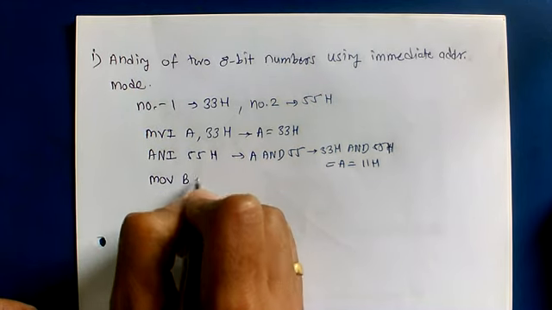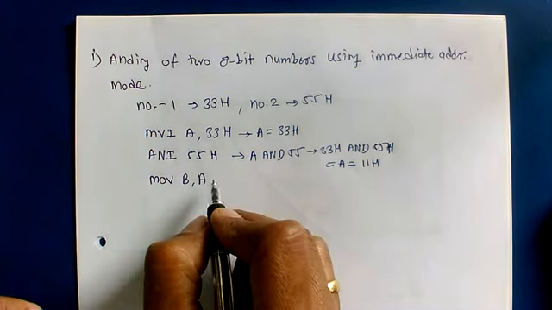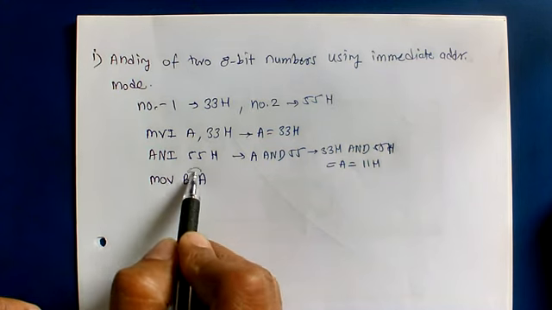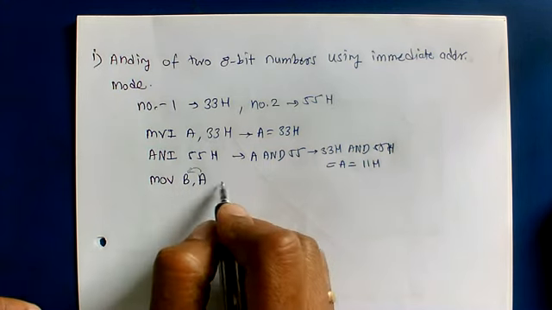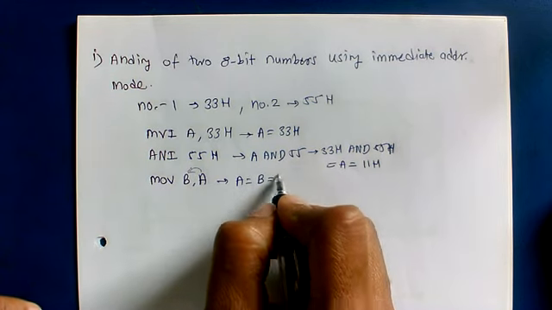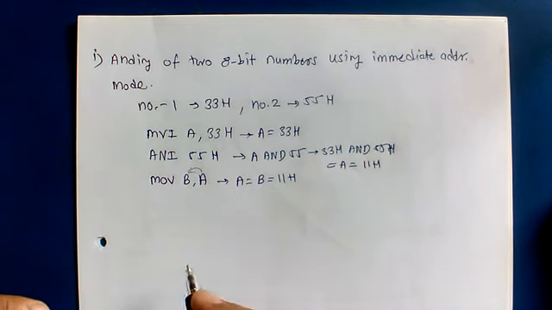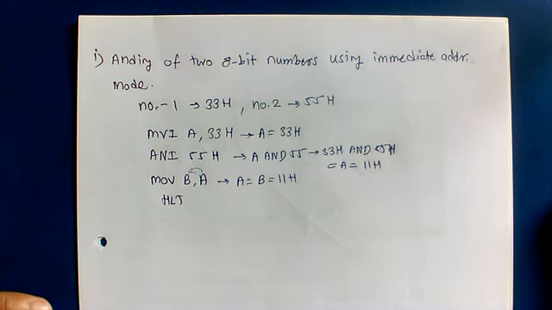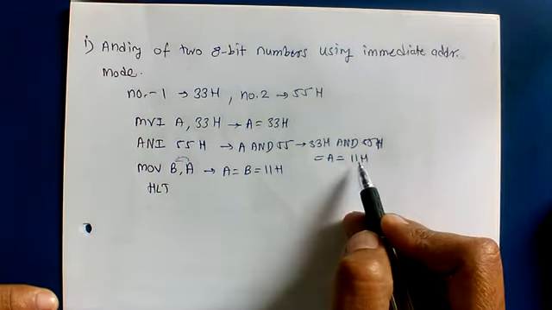The next instruction is to copy the result 11 hex in B register. So MOV B, A. The accumulator content gets copied in B register. So in accumulator and in B you will get 11 hex, and the last instruction is the halt instruction. So we will cross check this result.